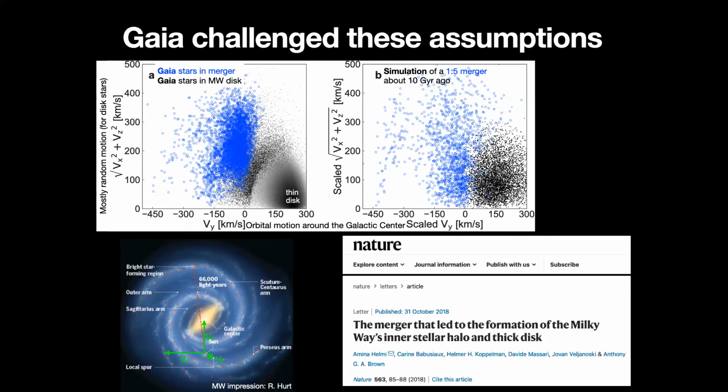So Gaia challenged this assumption right off the bat, not only through the examples I just showed you, but also because there's evidence for debris from an enormous merger about 10 gigayears ago in the local solar neighborhood. So this is Gaia's view of the velocity distribution of stars. The x-axis is the orbital motion of the stars around the disk, and the y-axis is the quadrature sum of the other two velocity components. For disk stars, this is mostly random motion, but then you see that there's this other blue component that we think all comes from this merger.